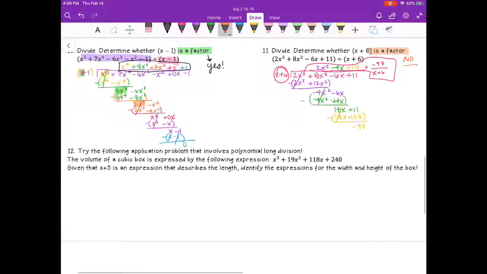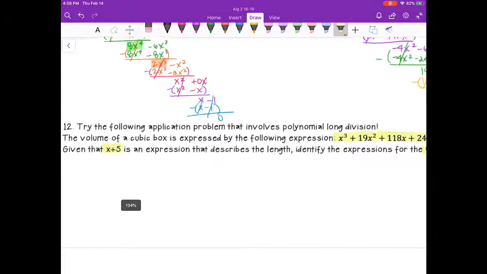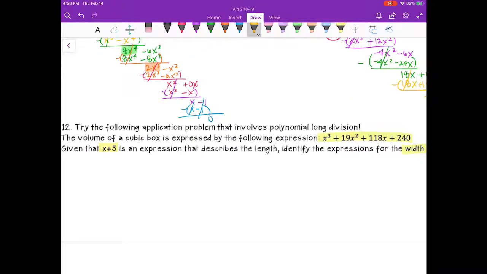And our last problem asks us to try polynomial long division in the context of a word problem. Now, if we're talking about the volume of a box, well, volume of a box is length times width times height. They give me the length, right? So I know that I should be able to take that length, x plus 5, and multiply it by my width and my height that I'm looking for, and I should get this polynomial. Well, just like normal, if you know, oh, my volume is 50 and my length is 5, well, you would want to divide it out to help you determine the width and the height. So we're going to do polynomial long division, and then we'll figure out where to go from there.